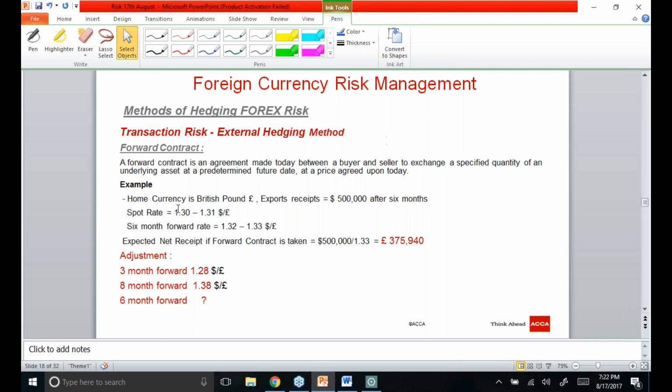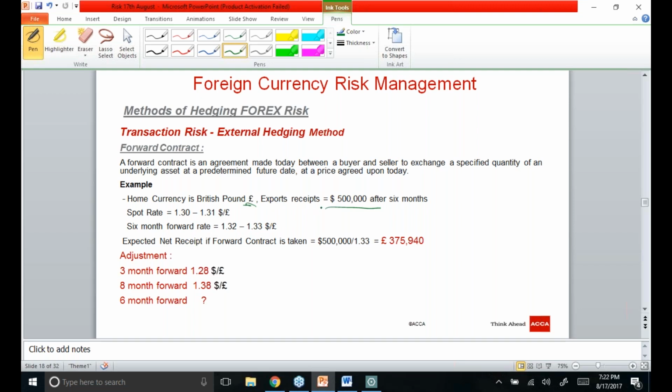So it's a very basic, very easy concept. Let's suppose you are in UK, your currency is pound, and there are export receipts of $500,000 after 6 months. Today's spot rate is $1.30, $1.31 over pound. The 6-month forward rates are this. So you will go to the bank and you will try to lock the forward contract. Bank will show these two rates to you.